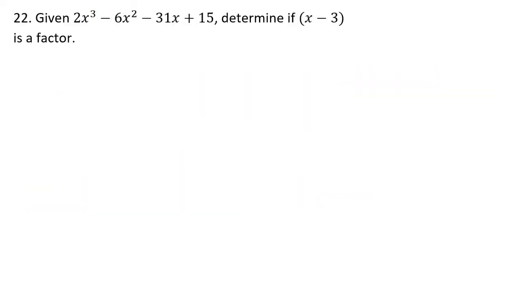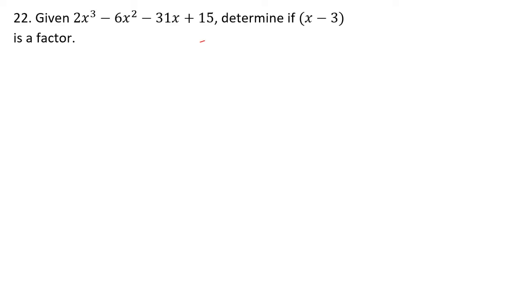Okay, this says given 2x to the third minus 6x squared minus 31x plus 15, determine if x minus 3 is a factor. So in the previous problem, we used the method of figuring out what the potential x-intercept would be and plugging it in to see if we get a 0. This time, I'm going to use a different method that will do the same thing. In class, you have learned many different methods to figure this out, so I want to show you a variety. So you can choose which one you like to do. This time, I'm going to use synthetic division to help me determine if this is a factor.